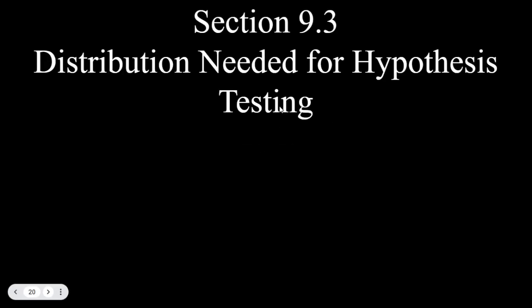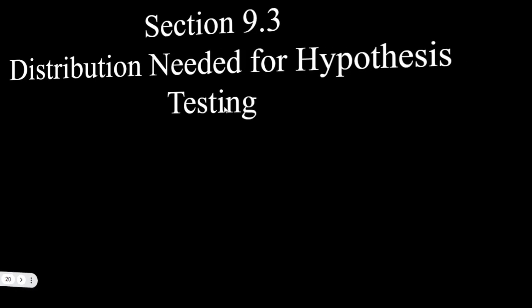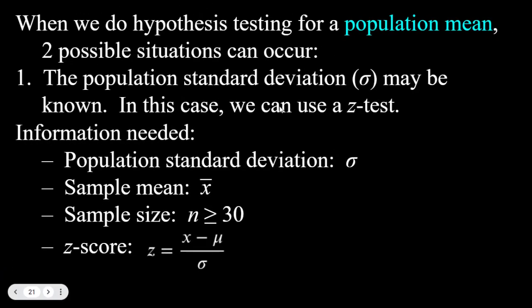Section 9.3, distributions needed for hypothesis testing. So here's where we're going to get into some of this stuff. First, when we do hypothesis testing for a population mean, two possible situations can occur. And we talked about these back in chapter 8. We didn't cover section 8.1 too detailedly, but here's our two options.